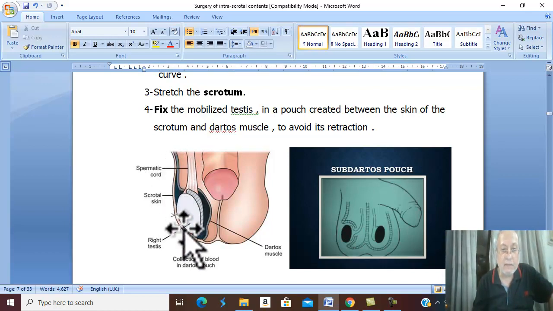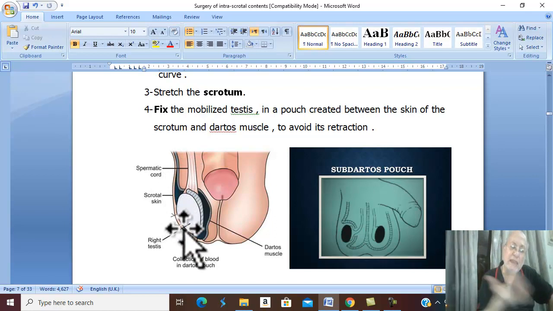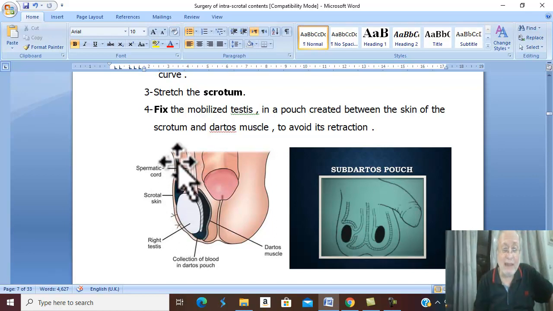this, what is this layer? This is the outer layer of the scrotum, which is the skin. And what is this muscle lining the skin?